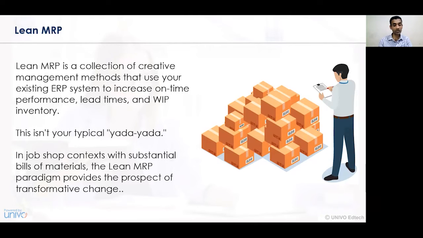The paradigm also provides for the prospect of transformative changes. So what changes can be implemented in the business organization, and how can those changes be implemented in the long run as well as in the short run, for better productivity and creation of goods and services in the business organization or the manufacturing unit.